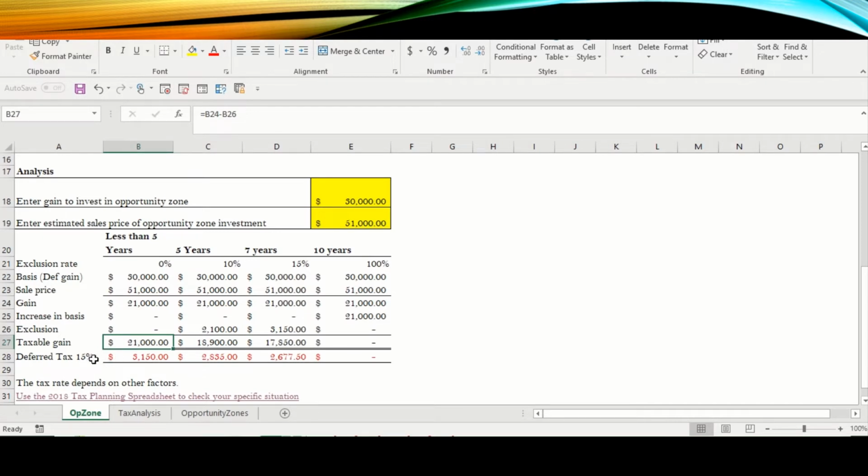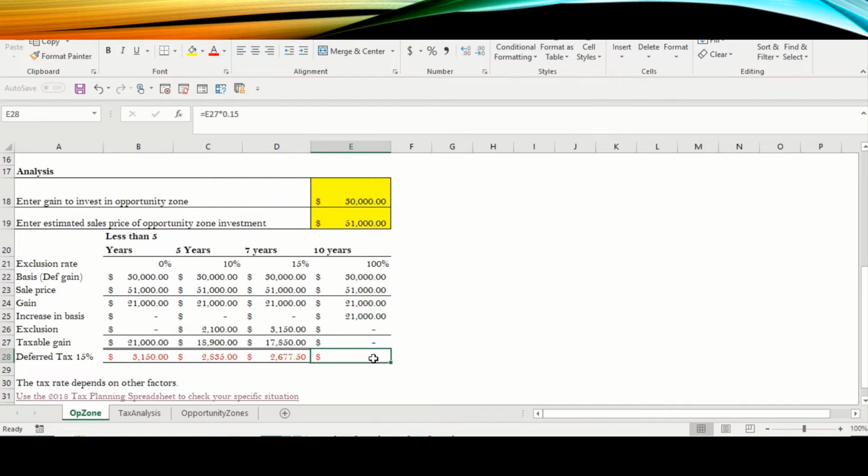So let's say their capital gains rate was 15%. They will get taxed $3,150. However, if they kept it for 5 years, not only do they defer the gain, they get a 10% exclusion, which is $2,100. So they get to pay tax on $2,100 less, which you can see brings their tax to $2,835. If they keep it for 7 years, they not only defer the gain, they get to exclude $3,150, which brings down their tax to $2,677. And if they keep it for 10 years, they get to pay no taxes.